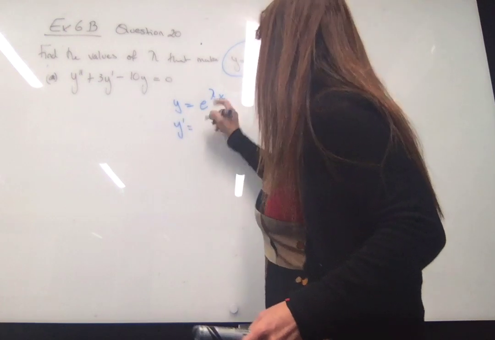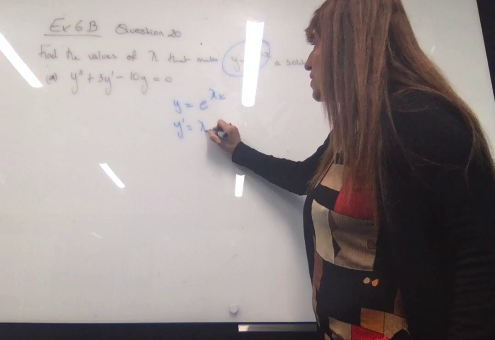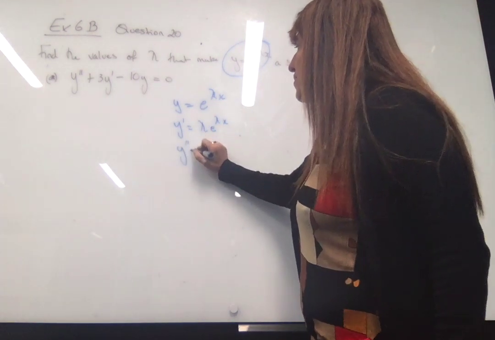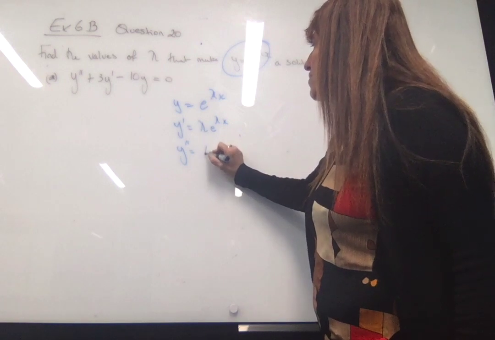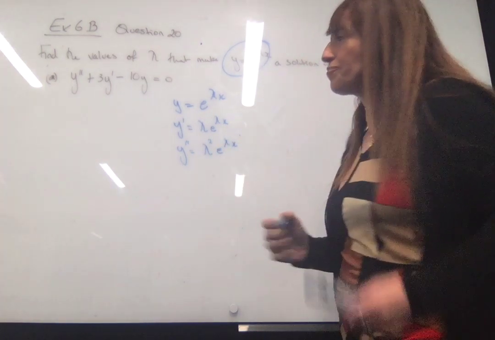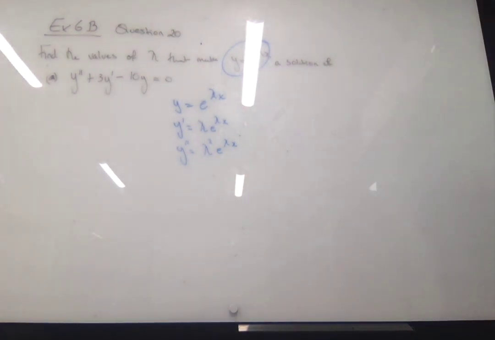So the first derivative, this is just a constant. We bring the constant to the front, lambda e to the power of lambda x. And the second derivative, we multiply again, so that gives me lambda squared e to the power of lambda x. All right, so then I have all those values. All I now need to do is substitute them into this equation here.